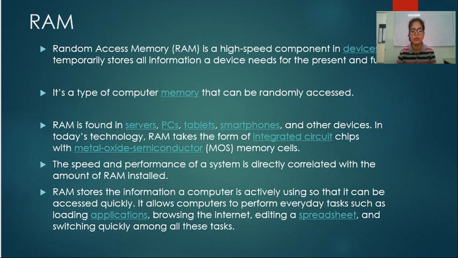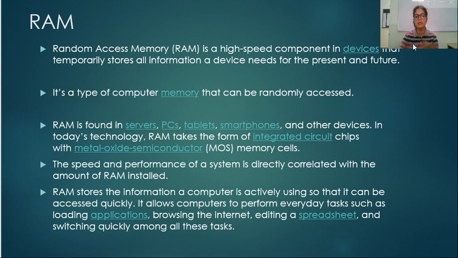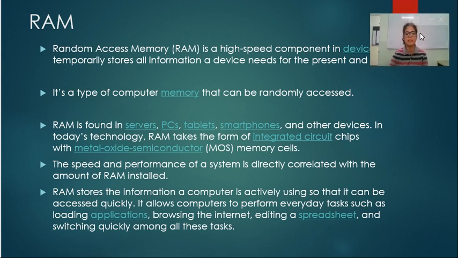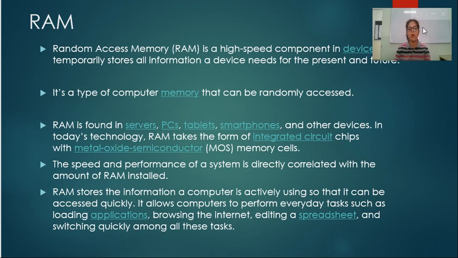What is RAM? This is random access memory. This is a very high speed memory. It is a high speed component in devices that temporarily stores all the information a device needs for present as well as for future. It is a type of memory which provides temporary storage. It is a type of computer memory that can be randomly accessed. We are not required to access it in a specific manner. We can access it in a random way. So this is the advantage.